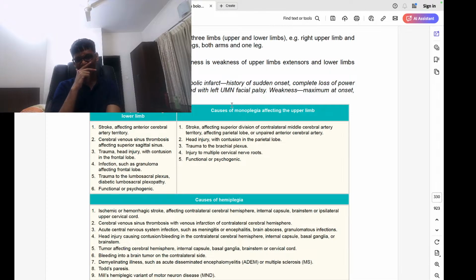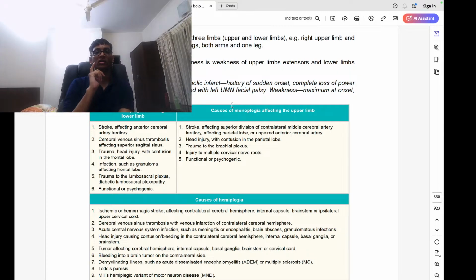Then you have causes of monoplegia affecting the lower limb and causes of monoplegia affecting the upper limb. Lower limb: stroke affecting the anterior cerebral artery territory. You have cerebral venous sinus thrombosis affecting the superior sagittal sinus. You have trauma, head injury with contusion in the frontal lobe. Infections such as granuloma affecting the frontal lobe. Trauma to the lumbosacral plexus and diabetic lumbosacral plexopathy and functional or psychogenic.